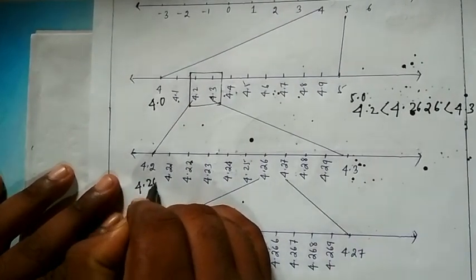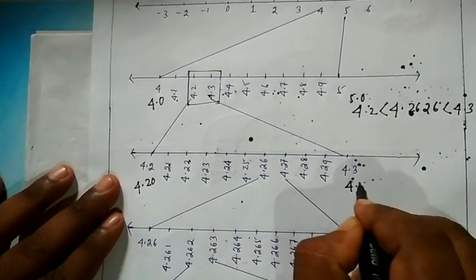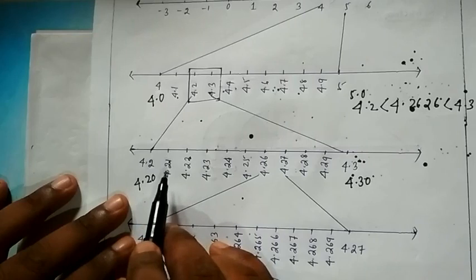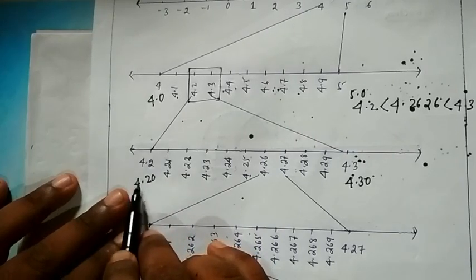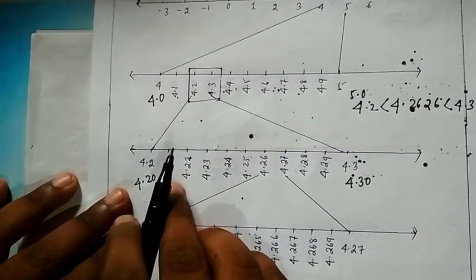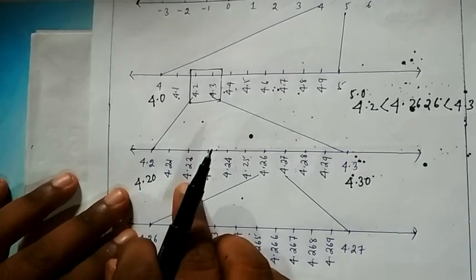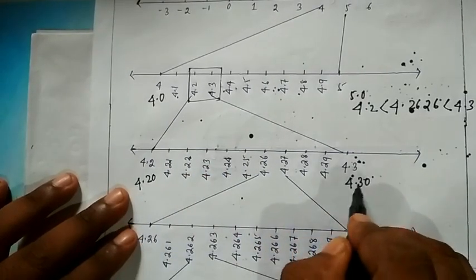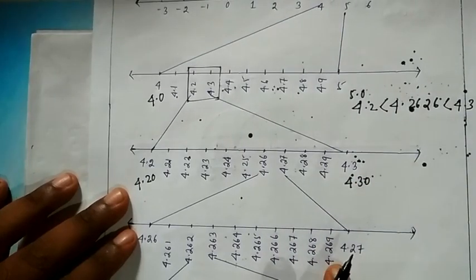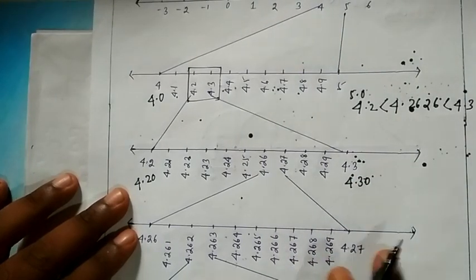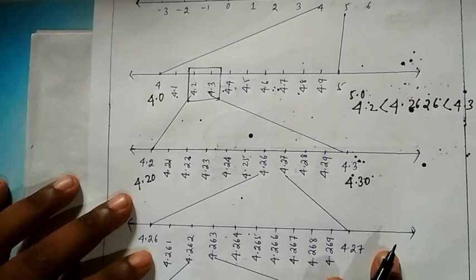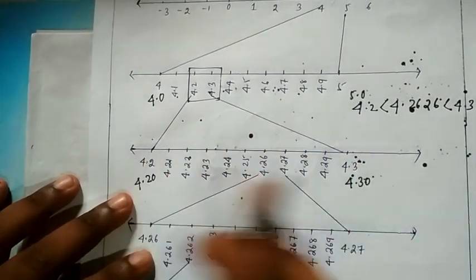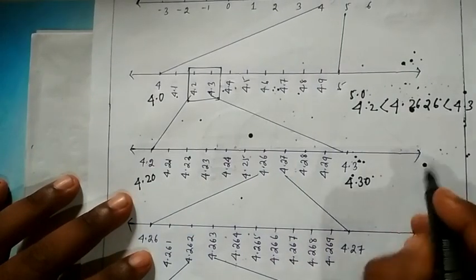4.2 you can write as 4.20, 4.3 you can write as 4.30. Now listen, first 4.20, next part will be 4.21, next 4.22, 4.23 and so on. Again here 4.30 and the next part will be 4.31, 4.32 and so on. Again we have to see in between 4.2 and 4.3 where our answer lies.